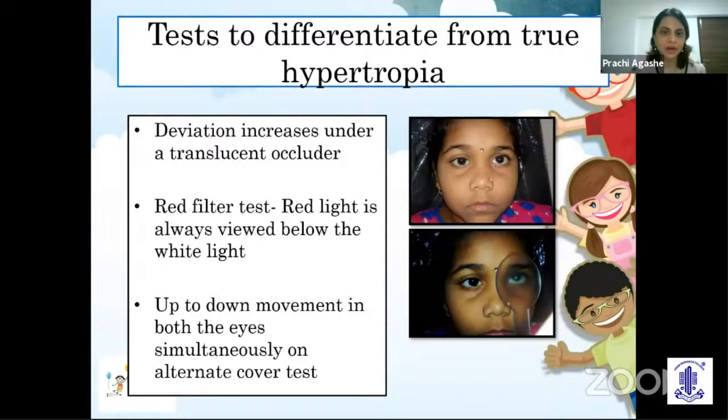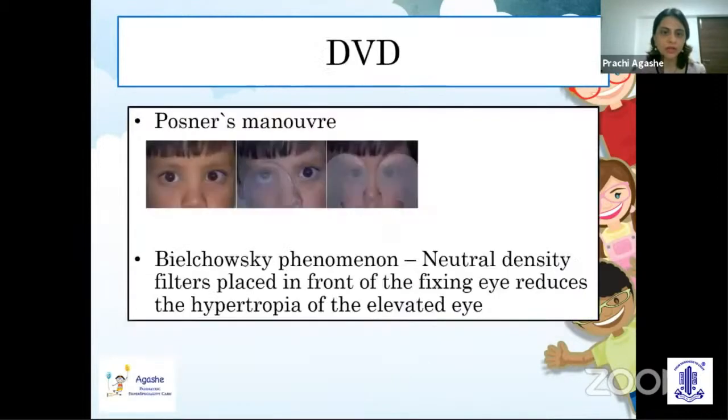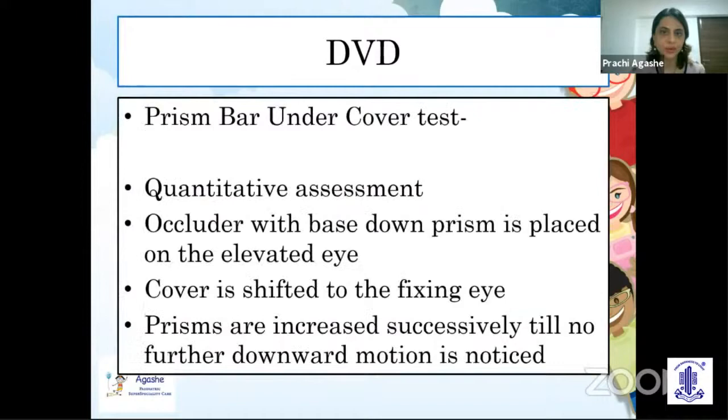In the red filter test, the red light is always viewed below the white light, irrespective of the elevated eye, and up to down movement occurs in both the eyes simultaneously on cover test. There is something called Posner's maneuver, wherein when we place a translucent occluder, we see one eye which is hyperdeviating. However, when we keep another translucent occluder on the other eye, we see the hyperdeviated eye come back to its original position. And last but not the least is Bielschowsky's phenomenon, wherein neutral density filters placed in front of the fixing eye reduce the hypertropia of the elevated eye.